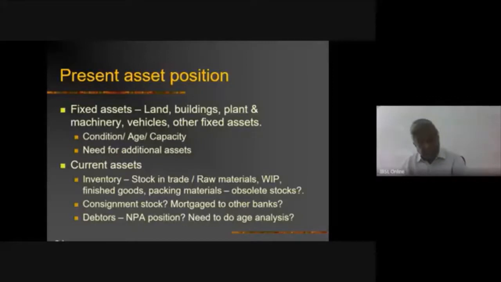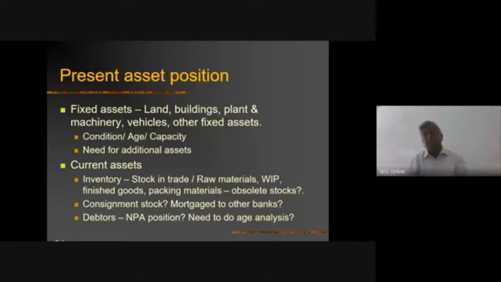Work in process, or work in progress, you can say either. How is the work in process? Then finished goods: how are the finished goods? Then the packing materials: a manufacturer or industrialist may use packing materials to pack the finished goods. All together this is the stock position, the inventory, which includes stock in trade, raw material, work in process, finished goods, packing material, and so on.